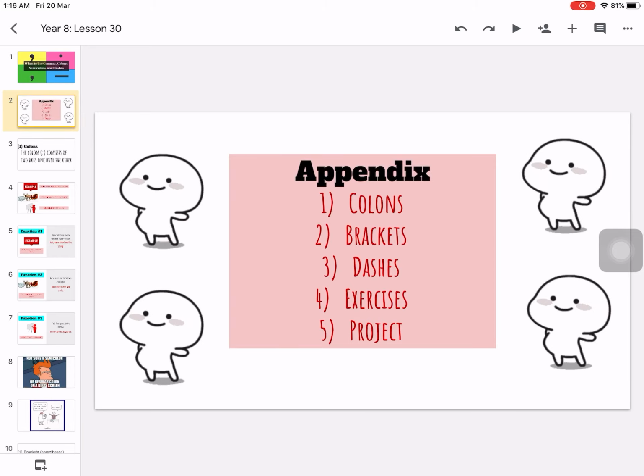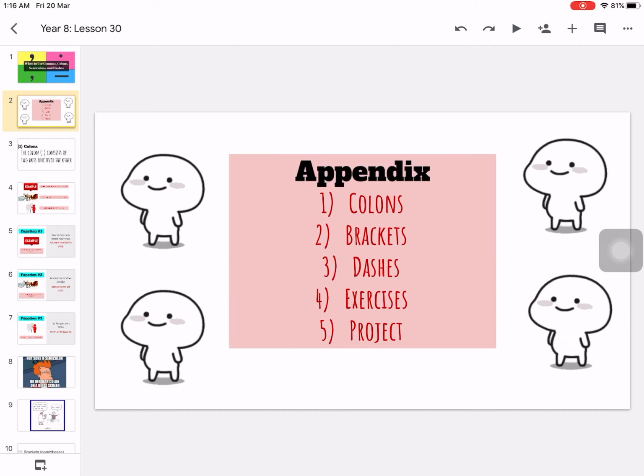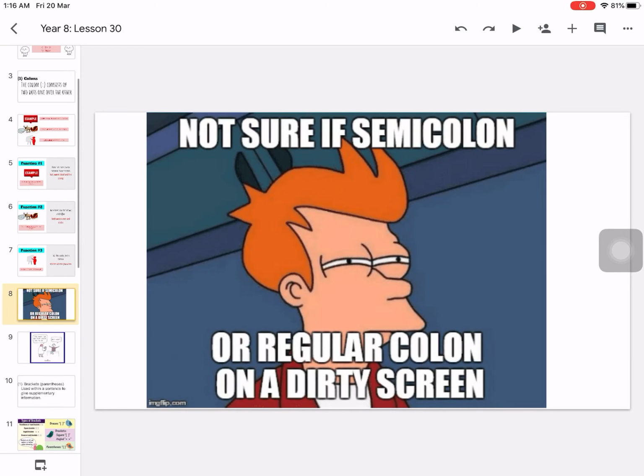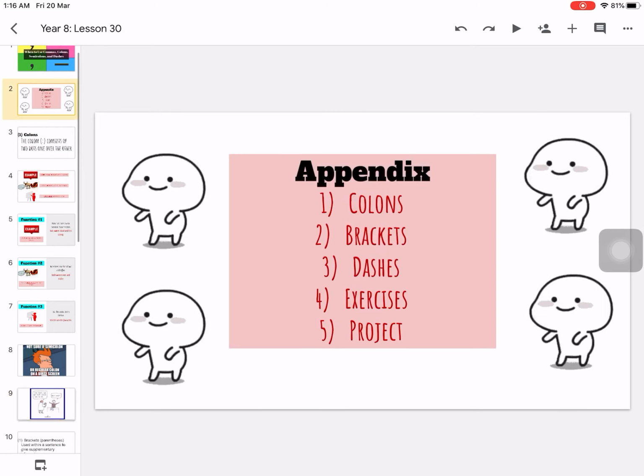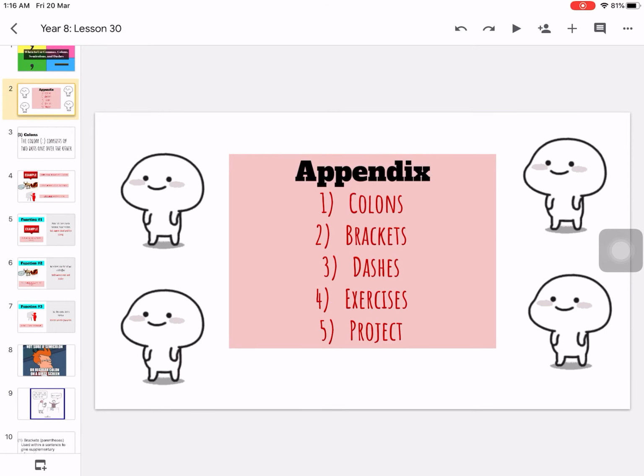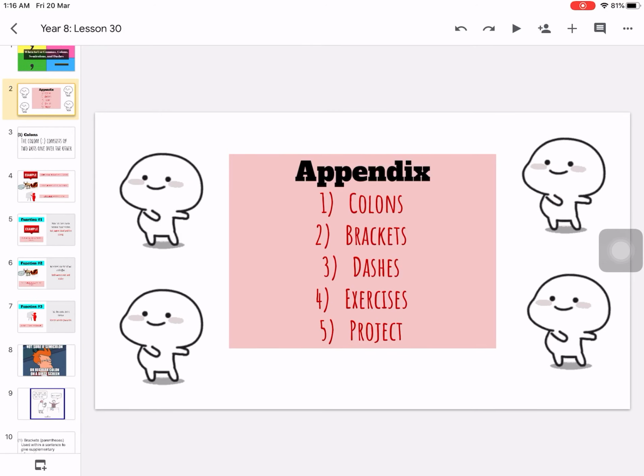And the project, last but not least, the project is for you to make a meme or a pun out of each punctuation mark. So this is a meme, right? And this is a pun. Since we have learned 3 punctuation marks, you need to have 3 memes or 3 puns out of these.